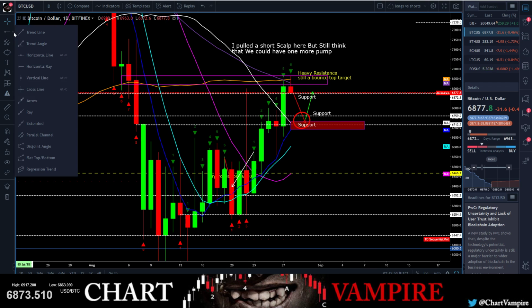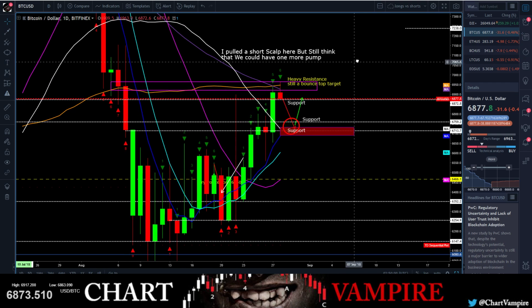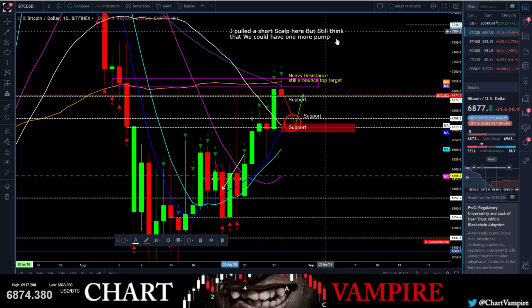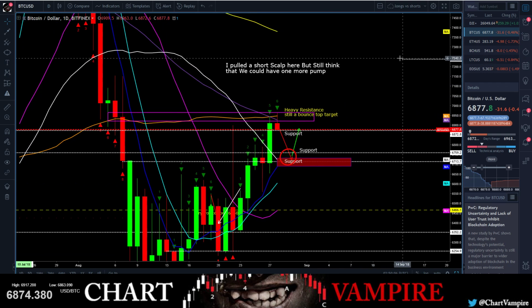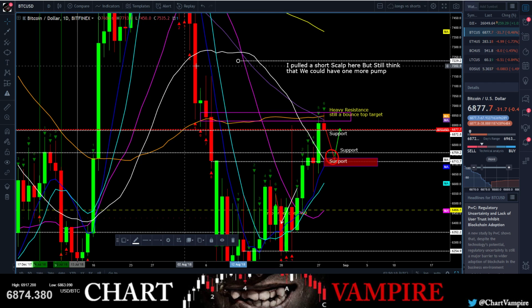Damn, we just can't break through. It just does not want to break through. The daily does look good though. As long as we don't go below 6-7, as long as we don't close the day below 6-7, we'll be fine. So it needs to engulf.